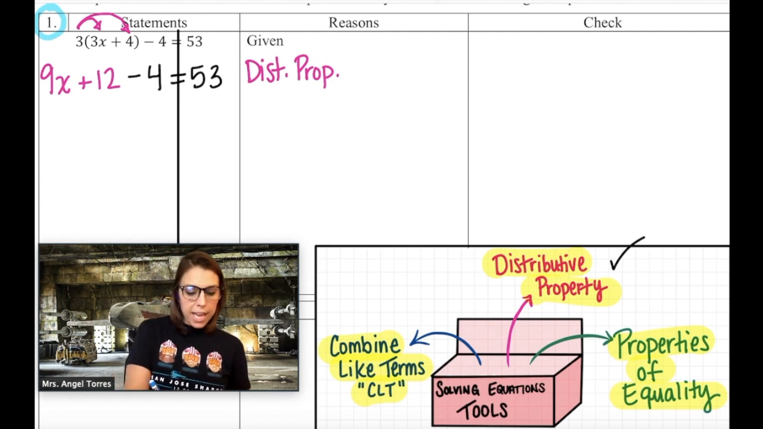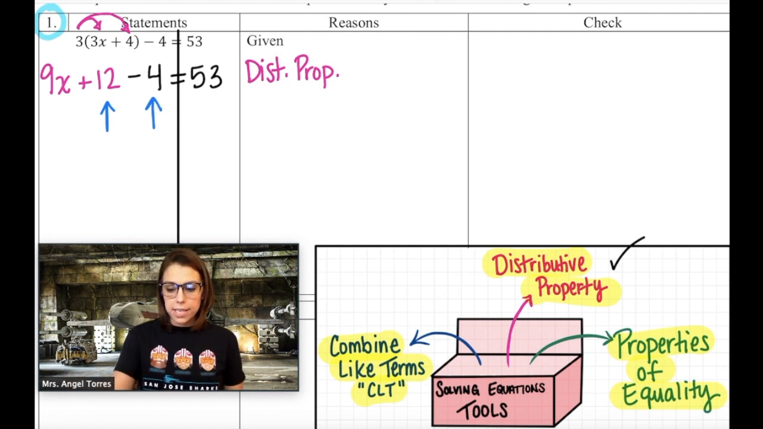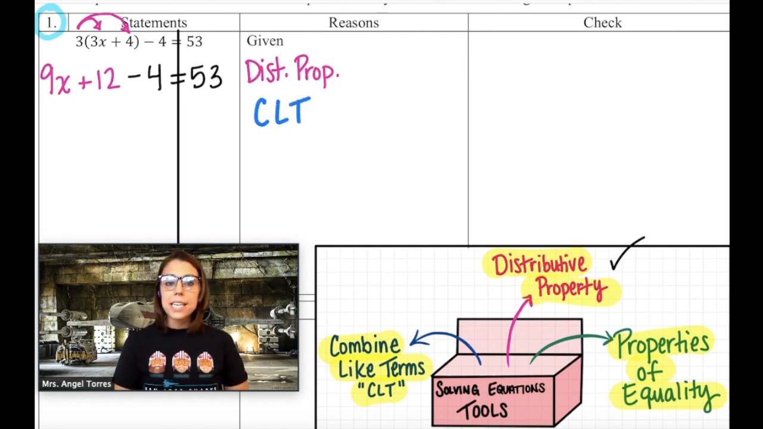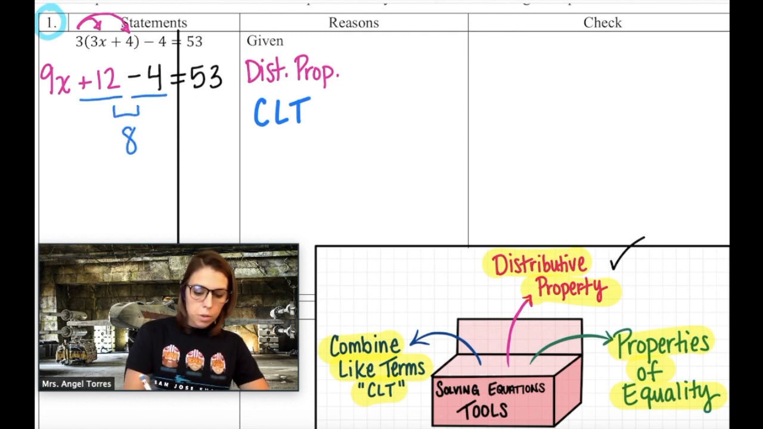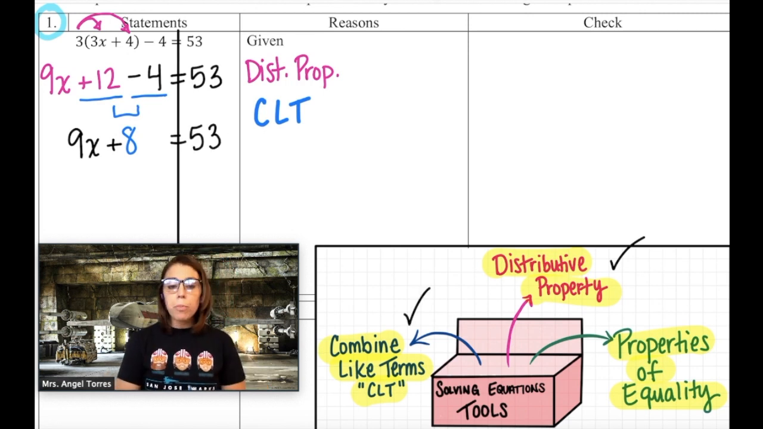Well, I see some like terms here. I have a positive 12 and a minus 4. Those are constants that can be combined. So the next tool I'm going to pull out of my toolbox is combining like terms. If I have a positive 12 minus a 4, those combine to a positive 8. So now my equation is 9x plus 8 equals 53. So I've used my distributive property and I've used my combining like terms. I'm going to leave it up to you to continue solving this using your properties of equality.